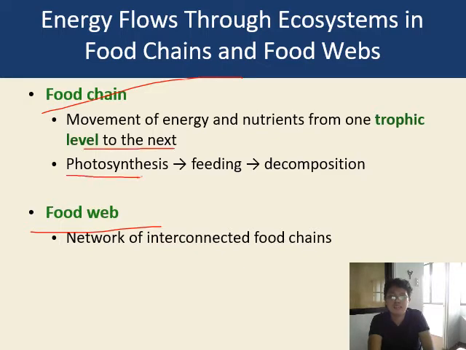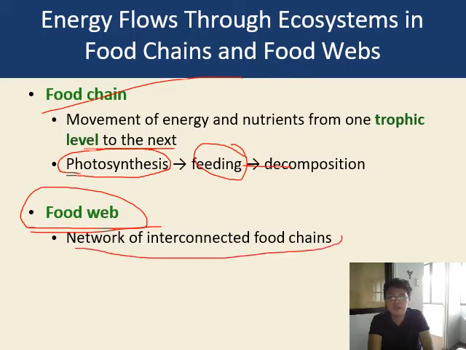It starts from the process of photosynthesis, where solar energy is converted into chemical energy and stored in nutrients like glucose. Energy then flows through feeding by the consumers, and then it also flows into the decomposition of the dead organic matter from the consumers. And then we also have the food web. It is a network of interconnected food chains, composed of many food chains interconnected with each other.